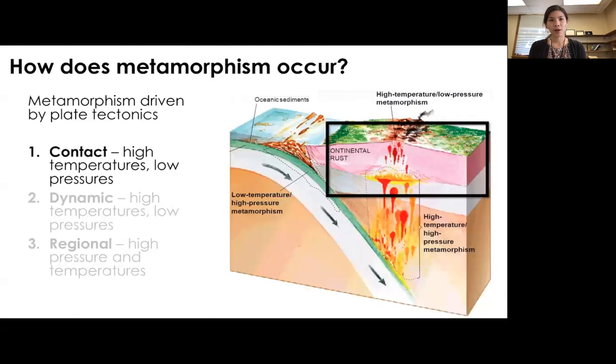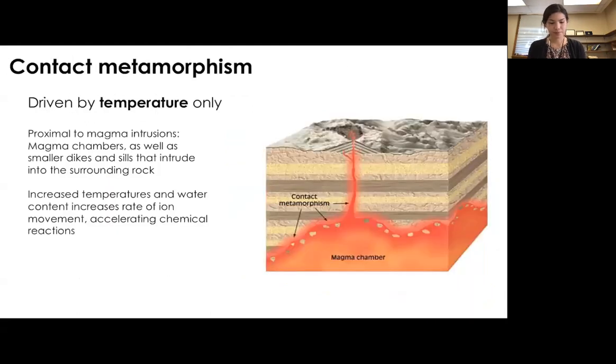So we'll start out with contact metamorphism. Contact metamorphism is driven by temperature increases only. As that summary slide showed, it's a high temperature but low pressure type of metamorphism. And this really means that we have to have rocks that are proximal to some high temperature body, which usually occurs when we have things like a magmatic intrusion.